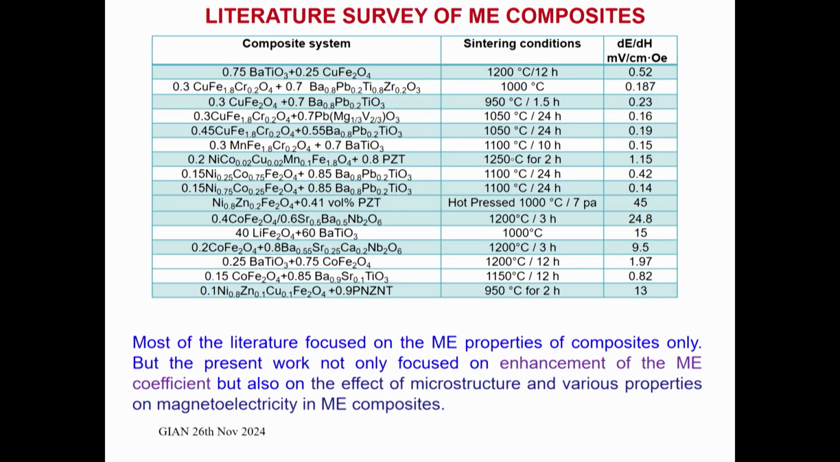Okay. So, these are the reports in the literature as far as particulate composites are concerned. So, how are particulate composites made? In a very simple way, as I told you: take powder of one kind of system, take powder of another kind of system.